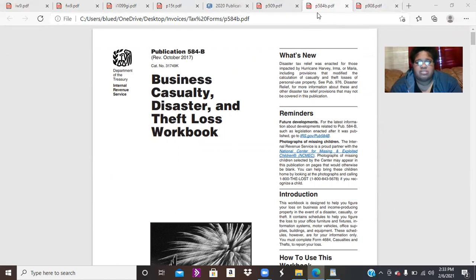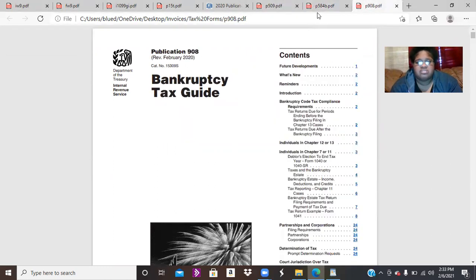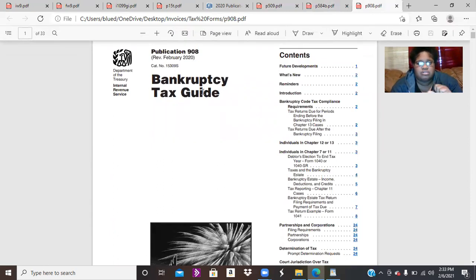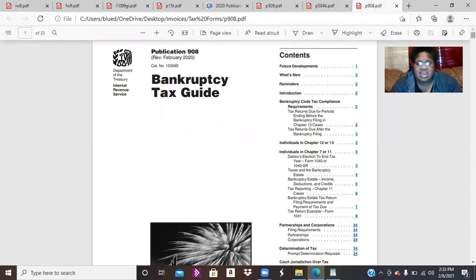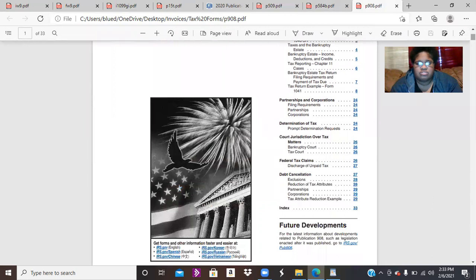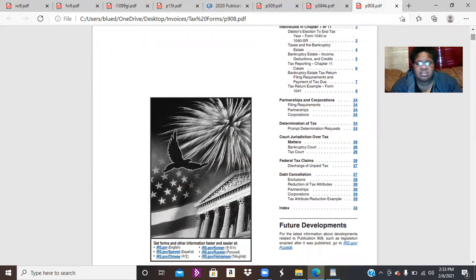And as y'all can see right here, it's the P584B. Definitely download that. And this right here I thought was helpful, or at least something y'all should read, is the Bankruptcy Tax Guide. It was revised February 2020. And it just goes through here. It tells you the tax compliance requirements, individuals in chapter 12 or 13, individuals in chapter 7 or 11, partnerships or corporations, determination of tax, court jurisdiction over tax, federal tax claims, debt cancellation, all of that.